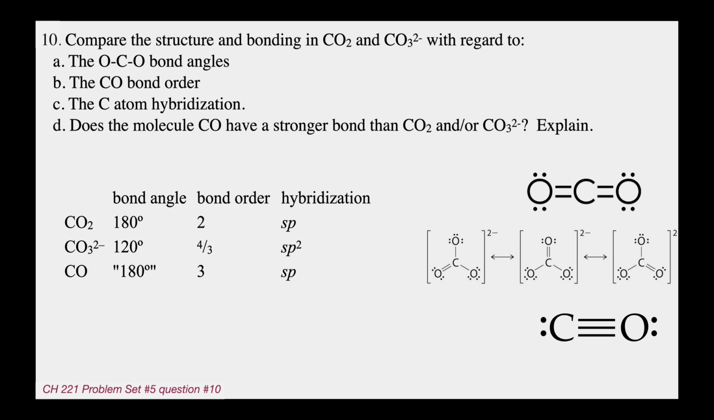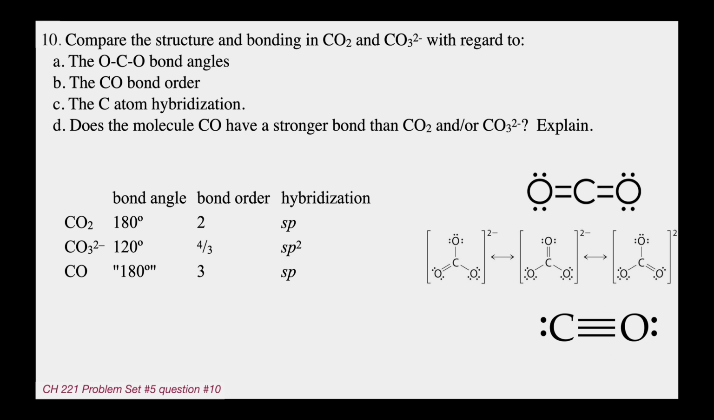And then finally, the hybridization is based on the geometry. CO2 would be sp. CO3 2- is trigonal planar. That would be sp2. Carbon monoxide, you can argue, is sp3 hybridized. That's because it's a triple bond. I really should put quotes around sp there too, but that's kind of the idea. So you can see there's the bond angles, there's the bond orders and the hybridizations.